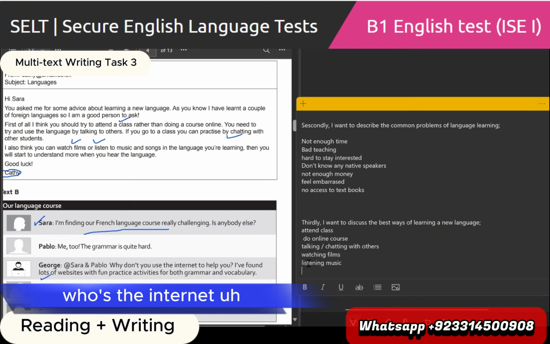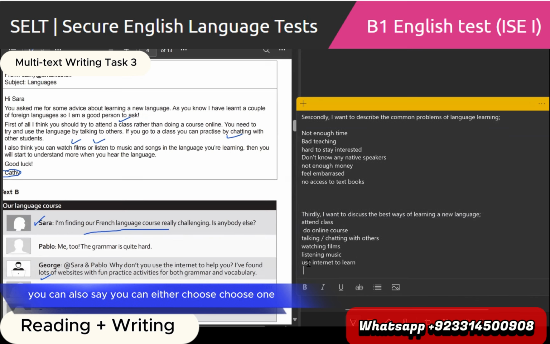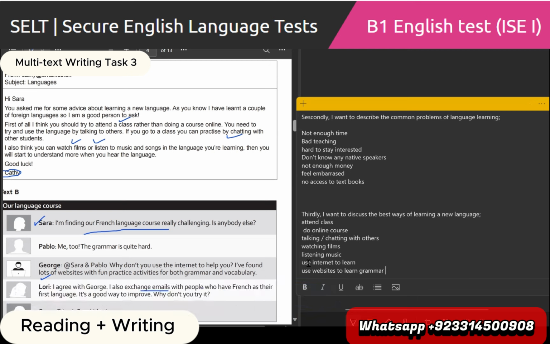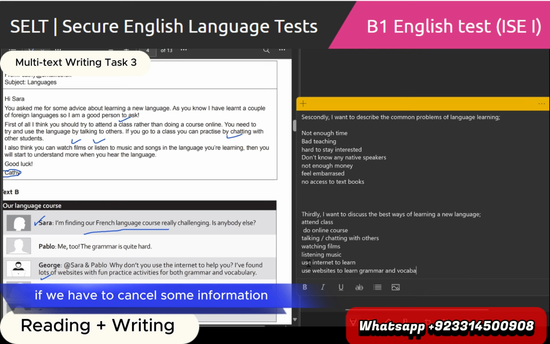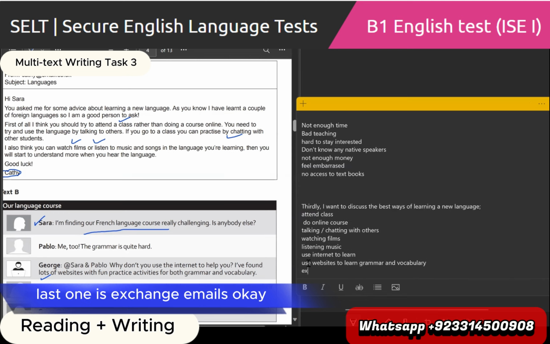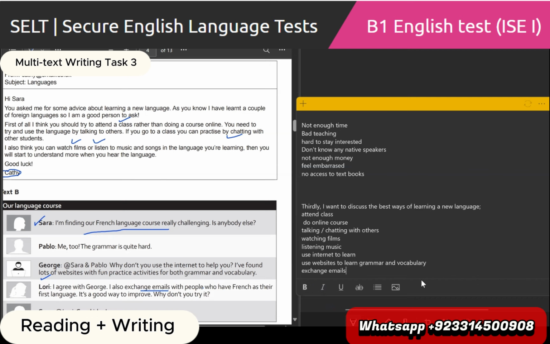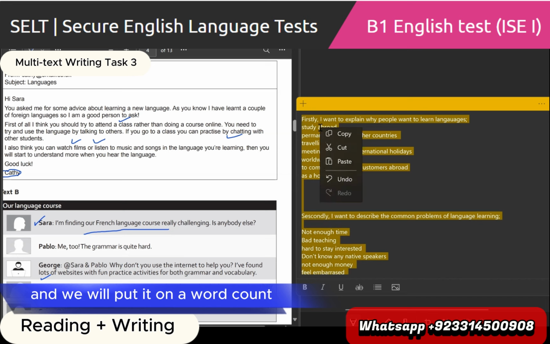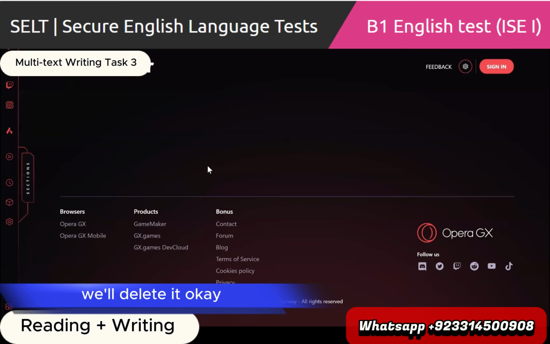Use the internet. Or you can also say use websites to learn English. Use the internet to learn, okay? You can either choose one: use websites to learn grammar and vocabulary. If we have to cancel some information, we will cancel it. We will not write all the examples. We might write some, okay? Last one is exchange emails. Okay now? Yes, ma'am. We will copy all this information and put it in a word counter and check if there is extra information, we'll delete it.